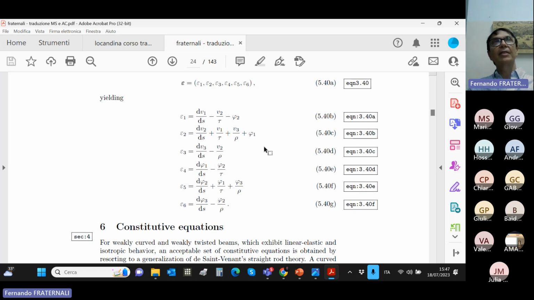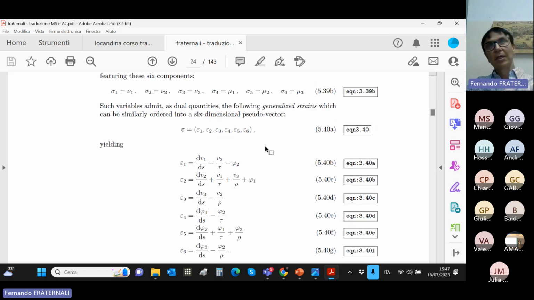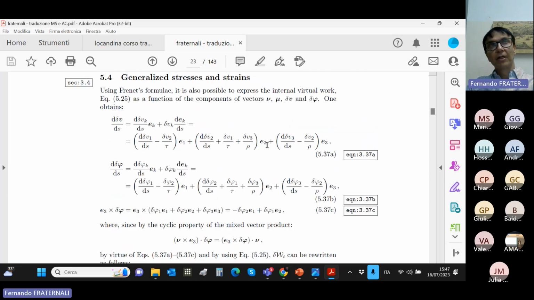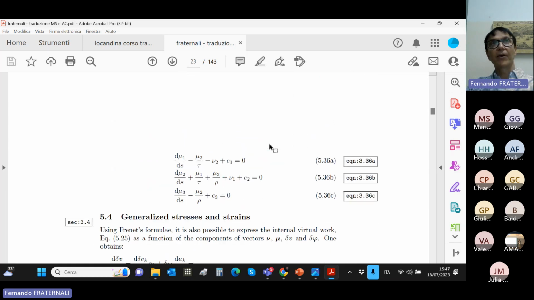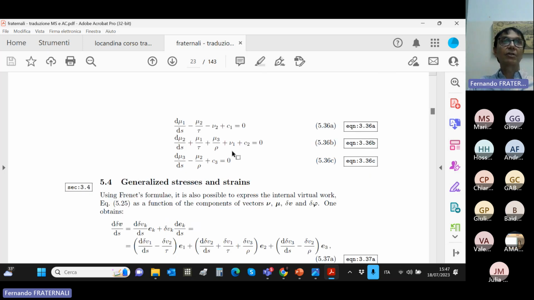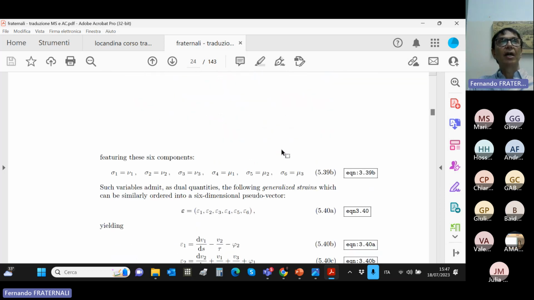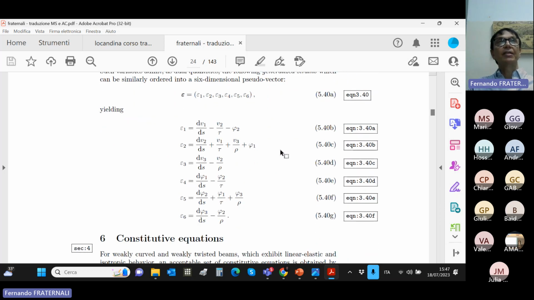And so, what is the main message that those equations give us? In terms of the scalar expressions of the equilibrium equation, we already said that there are some couplings that appear due to the curvature and the torsion of the axis lines. And in terms of generalized strains, also in this case, we see that there are some couplings. For example, one coupling is this one.